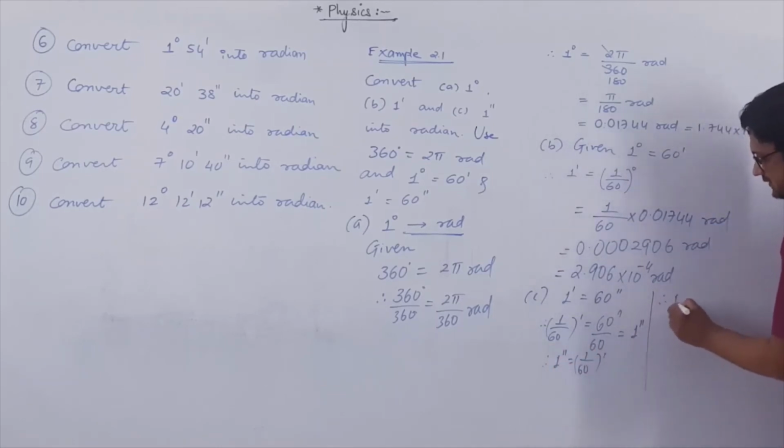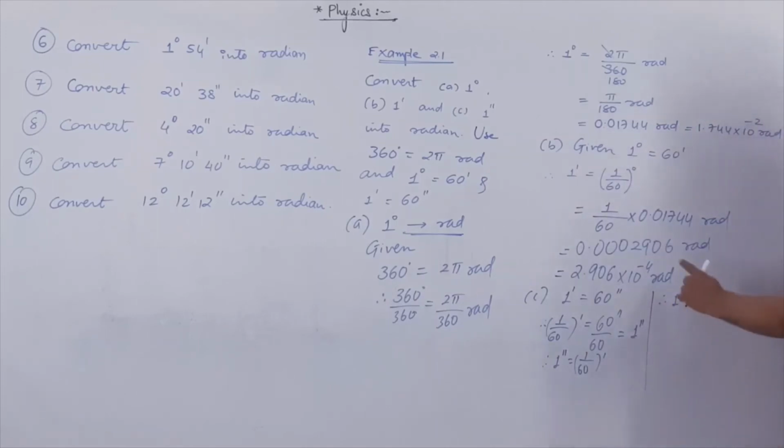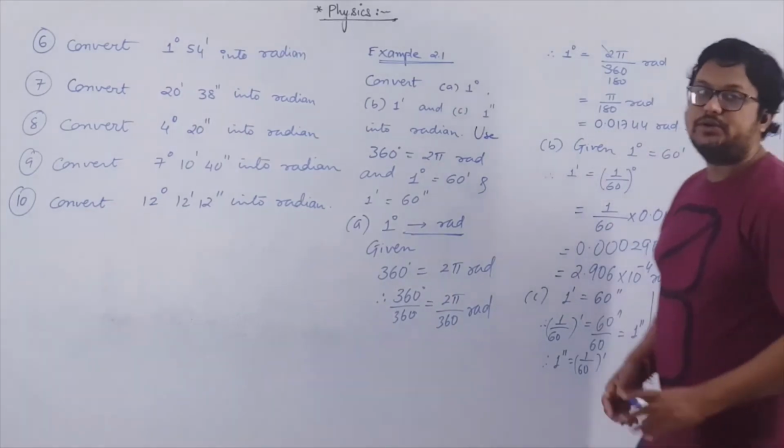So 1 second will be equal to 1 by 60 minute, and to convert minute into radian we have 2.906 into 10 to the power minus 4 radian. So 2.906 divided by 60, we will get 4.8433 into 10 to the power minus 6 radian. So this is how we can convert minute, degree or second into radian. Clear?